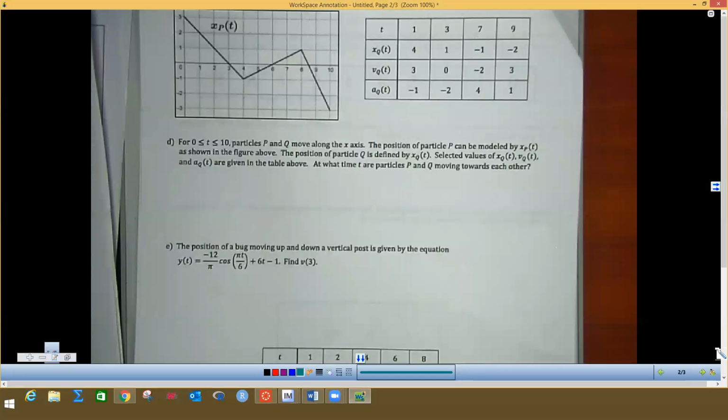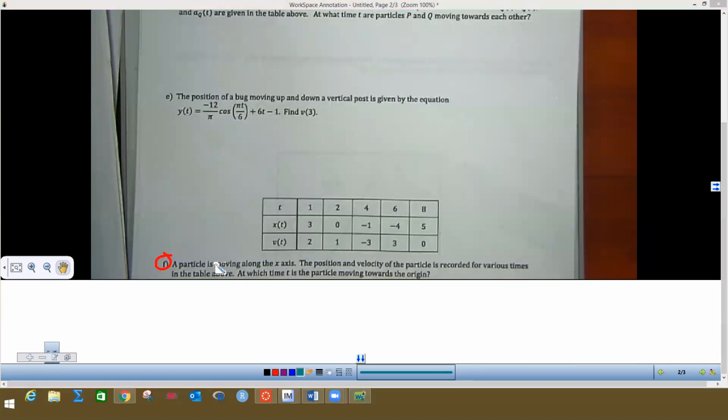Going on to F, it says a particle is moving along the x-axis. The position and velocity of the particle is recorded at various times on the table. Which time is the particle moving toward the origin? So these numbers right here on the top represent numbers on a number line, and then this is velocity.